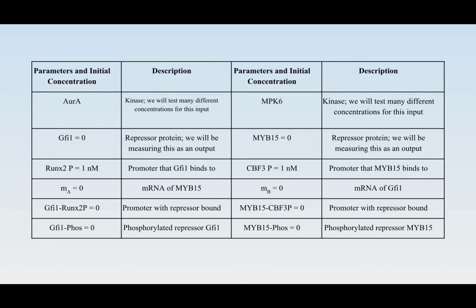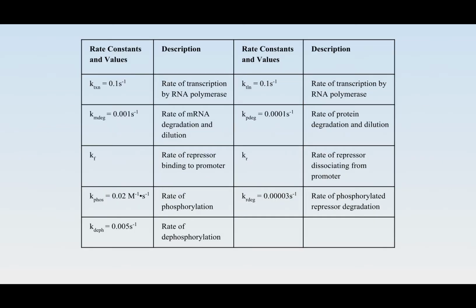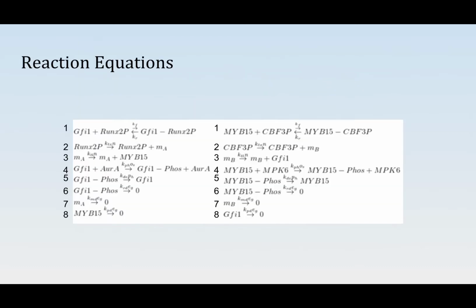So shown here are the parameters that we'll be taking a look at. Aurora A kinase and MAP kinase 6 are not given initial concentrations because that's the input we'll be manipulating. The promoters RunX2 and CBF3 have been given an arbitrary value of 1 nanomolar. And this concentration depends on the amount of plasmid transfected and taken up by the cells and can easily be changed. Shown here are the rate constants, and we won't go into the derivations for these. Just notice that Kf and Kr don't have values assigned to them since not much research has been done on their relationship, so we'll be varying their relationship and seeing the effect it has on our system.